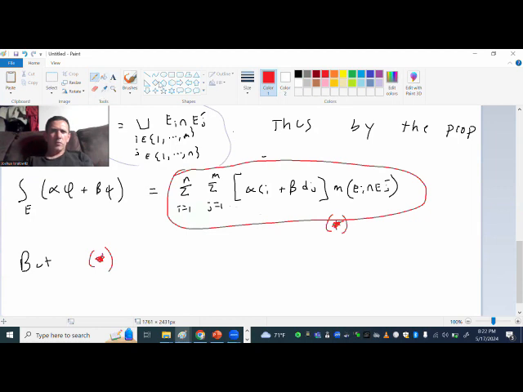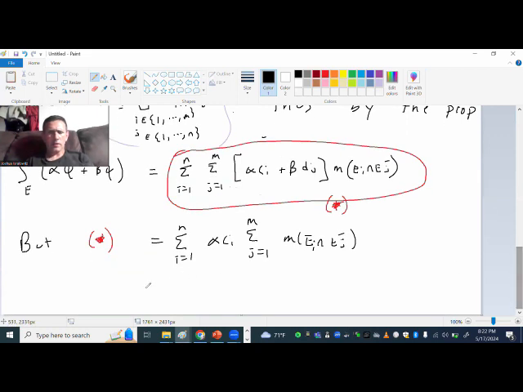So this is going to be equal to, let's say, the sum from i equals 1 to n. I'm just going to break this up into two sums: alpha c_i, sum j equals 1 to m. Basically the idea is we're going to get the two canonical decompositions with the measures of each E_i and E_j respectively. If that's not clear, it'll be clear in a minute.